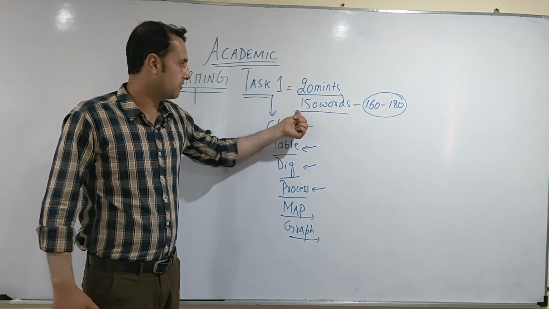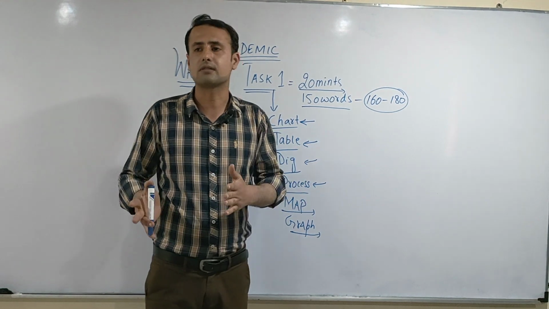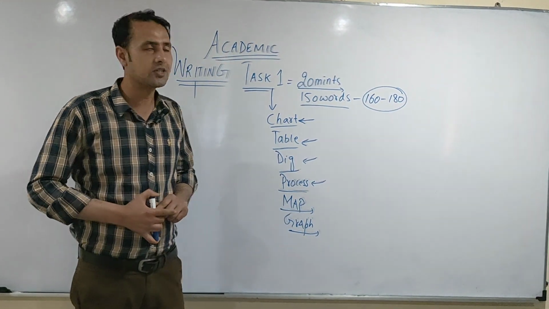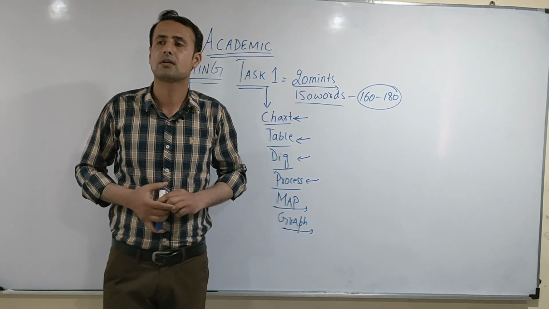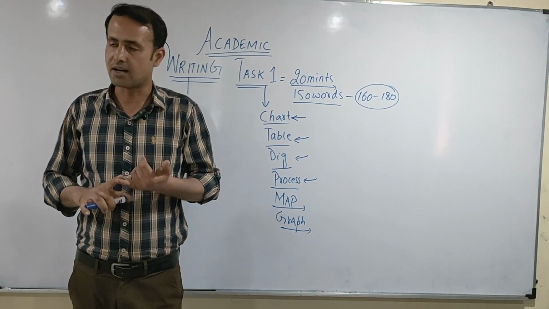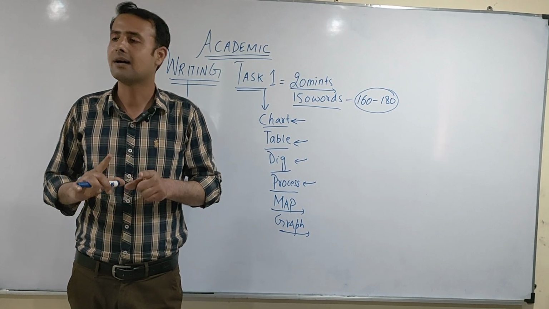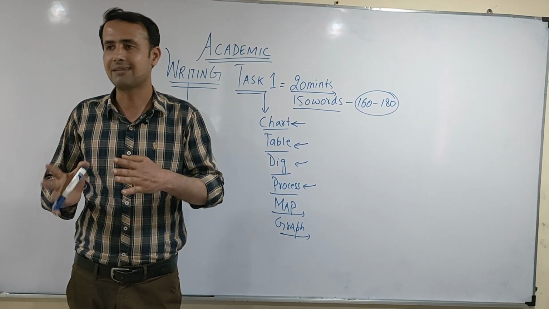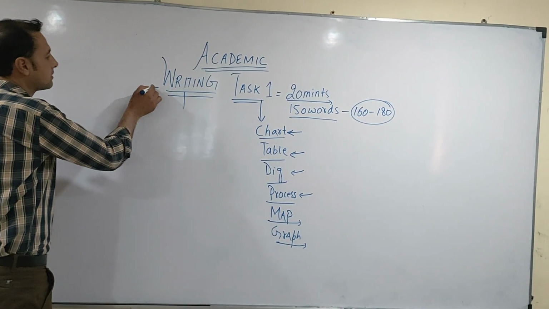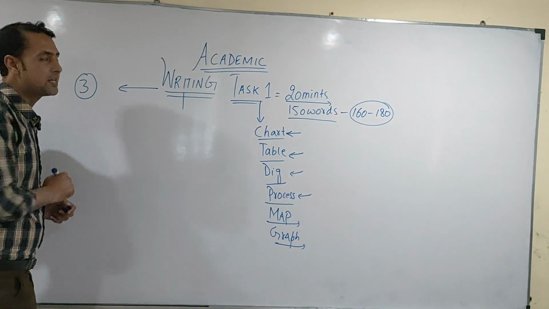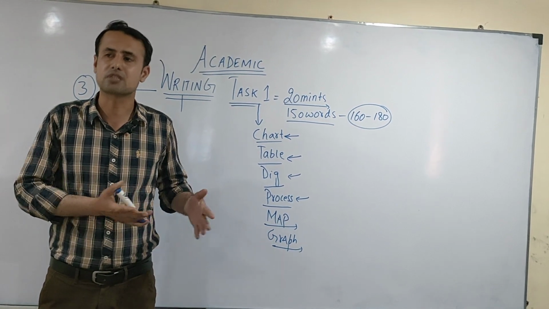You can extend those 150 words to 160 or 180 words in either case, but our focus in this lecture is going to be on academic writing task 1. Academic students would receive either a chart, a graph, a table, or a process, a diagram, or a map in their writing task 1. Weightage wise, writing task 1 is equal to 3 bands. So it's compulsory. You have no option to skip it.